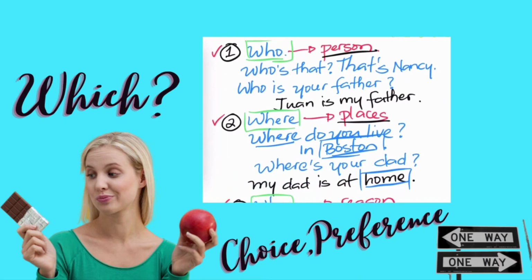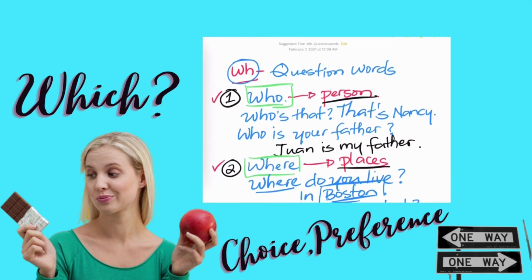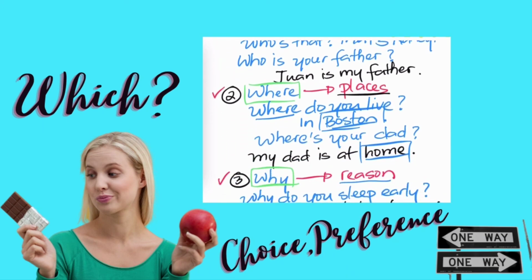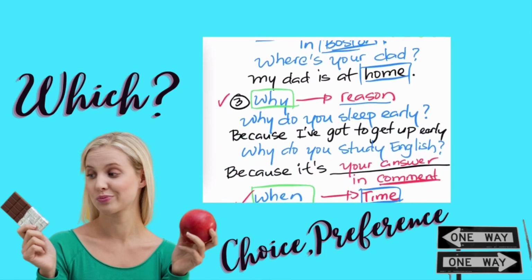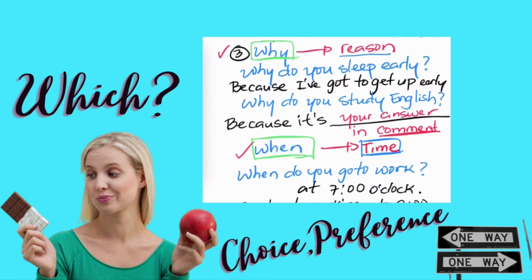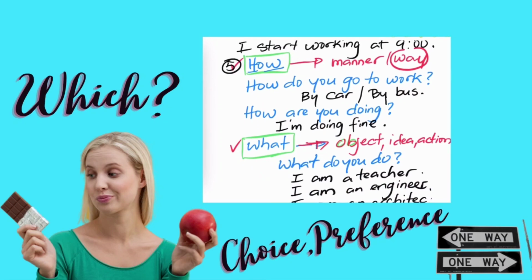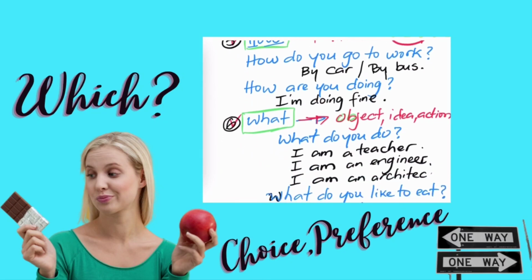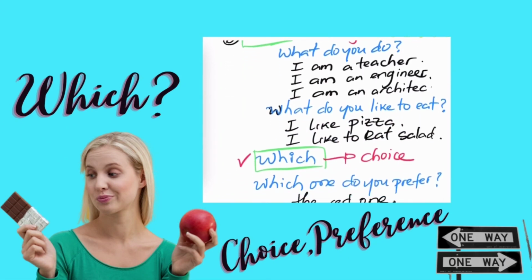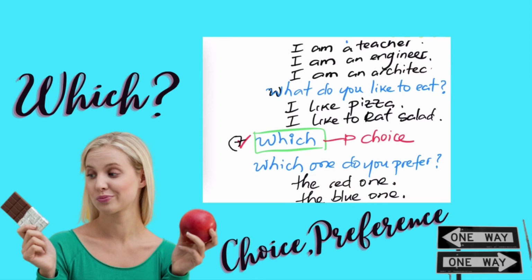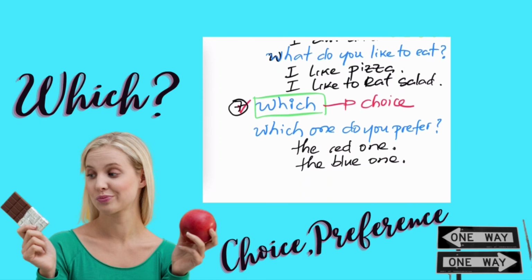So let's see how many we have seen today. How many question words? We have seen number 1, who, referring to person. 2, where, referring to places. 3, why, referring to a reason. 4, when, referring to time. We have seen how when we're talking about manner. We have seen what when we're referring to object or idea or action. And we have seen which, the 7th one, whenever we're talking about choice.